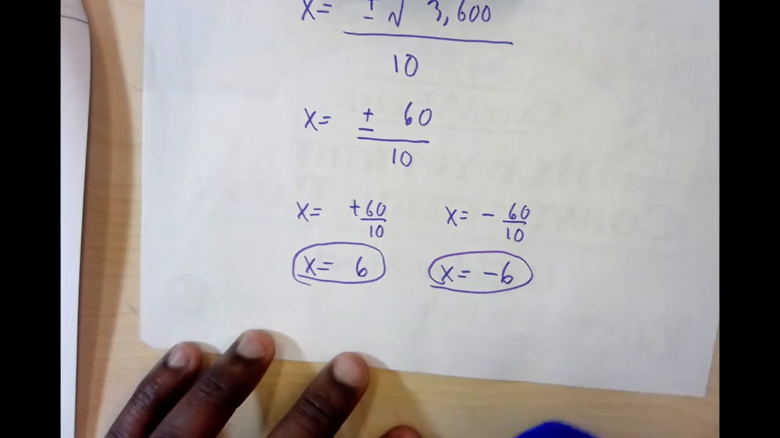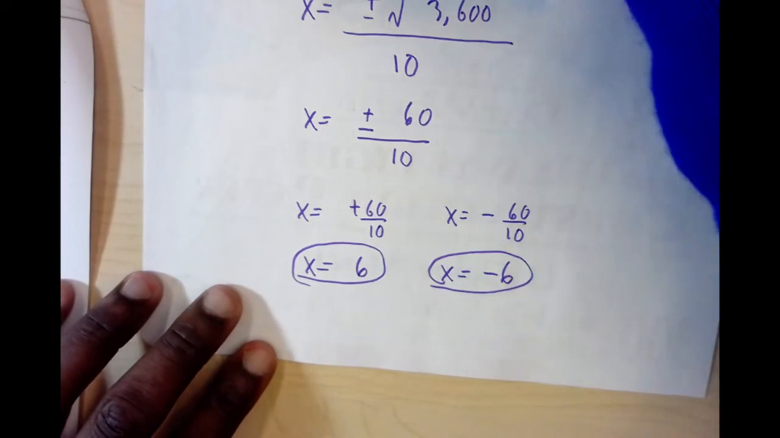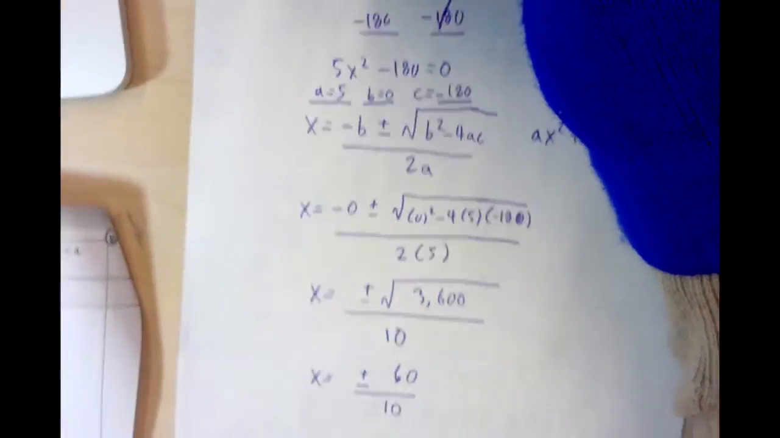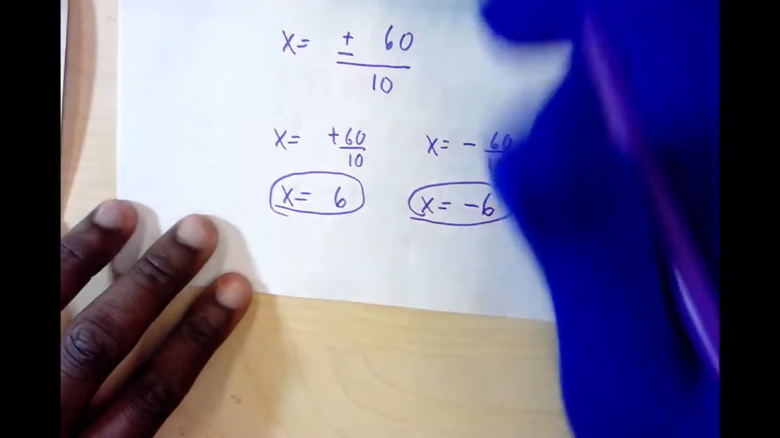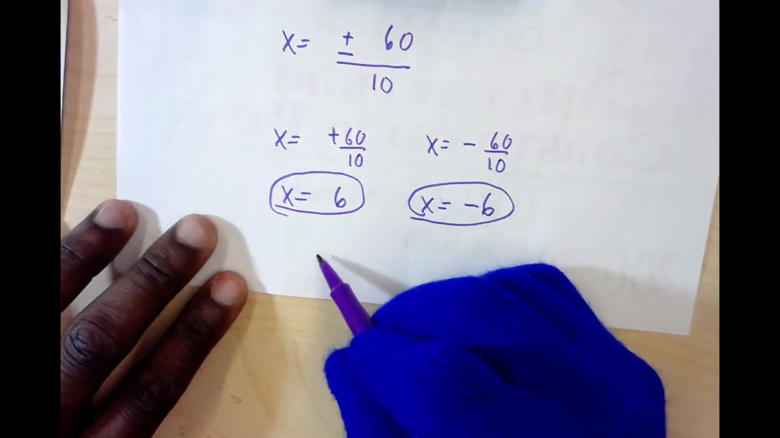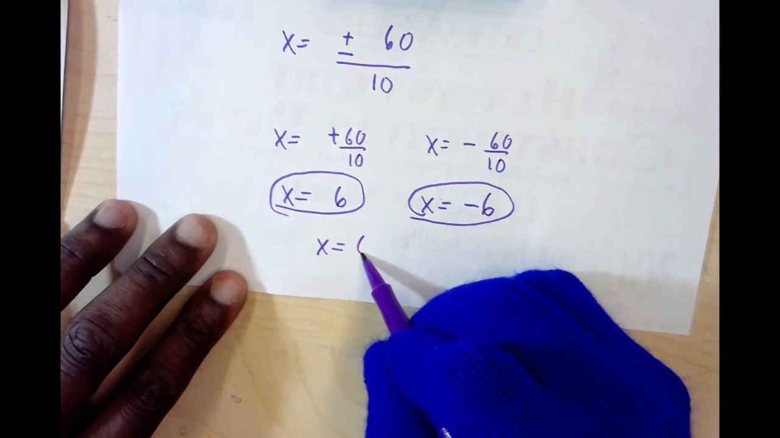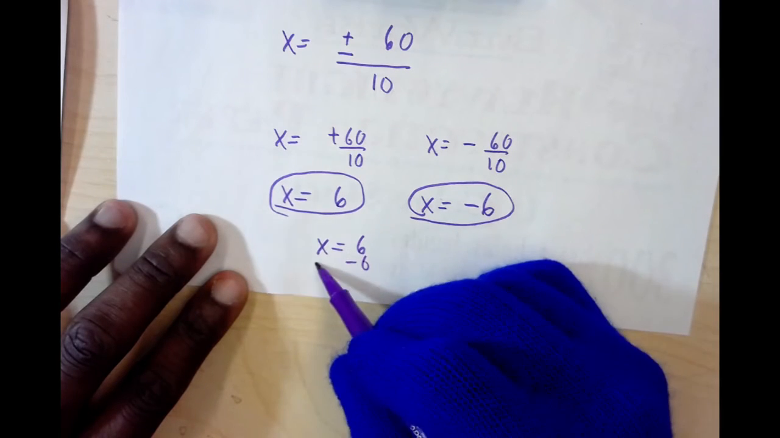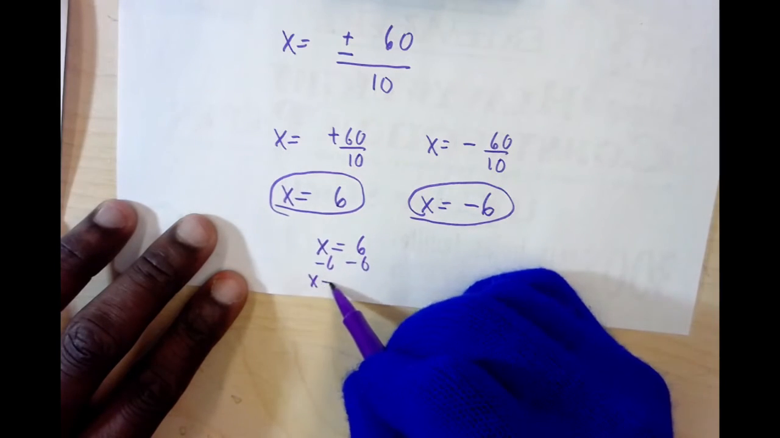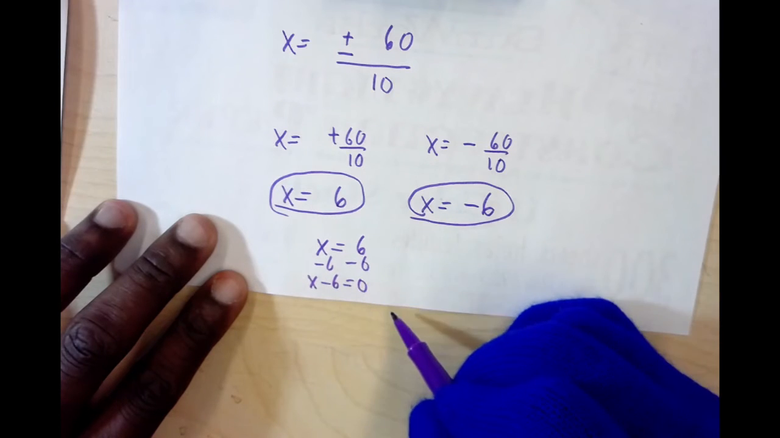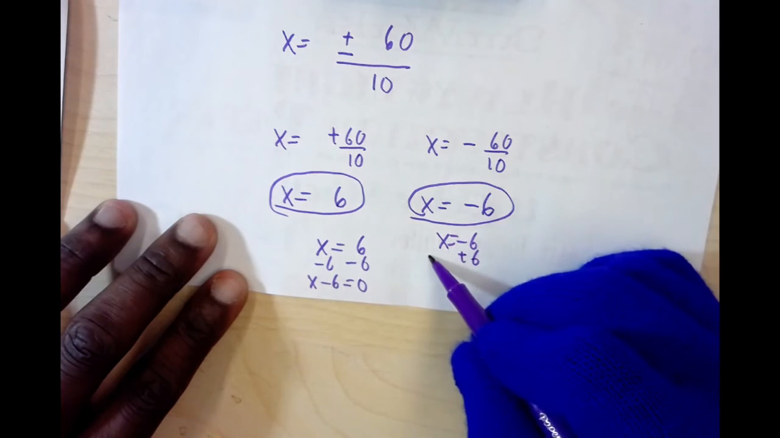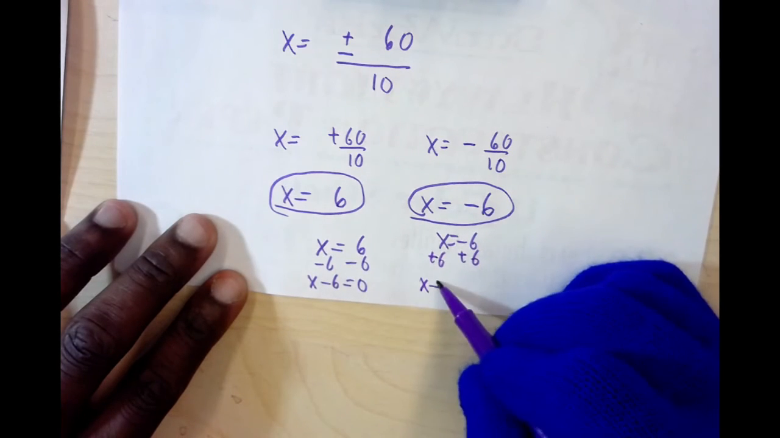Now here's a bonus. If I was given this same problem and they wanted me to factor it, one way that you could factor using the quadratic equation is work backward from here. So I'm going to have x equals 6, and I want to set this equal to 0. So I minus 6, I get x minus 6 equals 0. Same thing on this side, x equals negative 6. So I add 6, and I get x plus 6 equals 0.